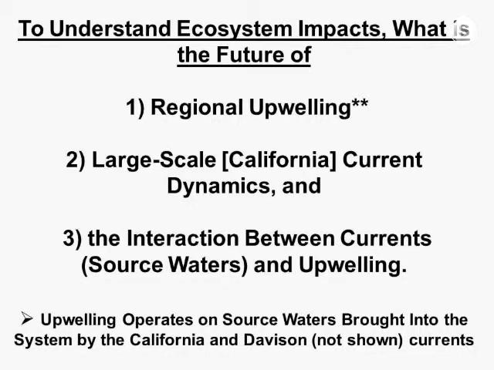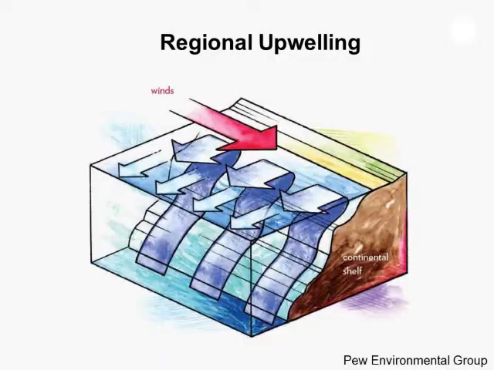Large-scale California Current dynamics. This is not very well known. We understand that there's this thing called the Pacific Decadal Oscillation. We don't understand a lot of the physical aspects that drive that variability. I'm not going to talk about that too much. And the interaction between the currents and upwelling. Upwelling mixes the waters that are brought into the system on those currents. Those are source waters. So the second and the third part are very complicated, and it's an area of developing research. So I'm going to focus mostly on regional upwelling and what we know about this.